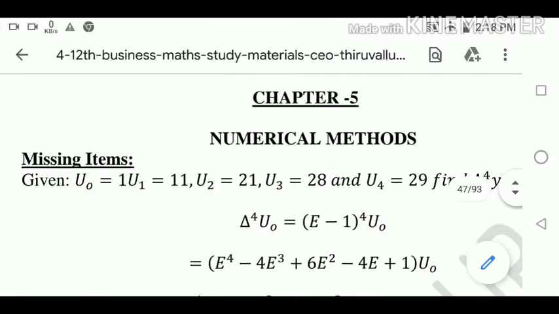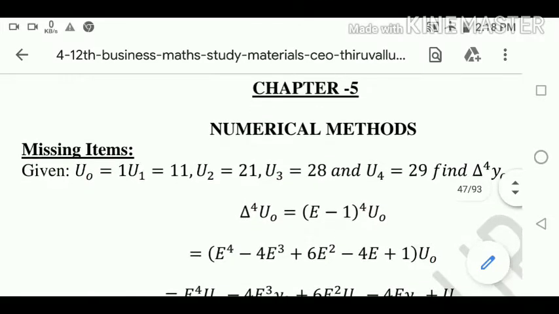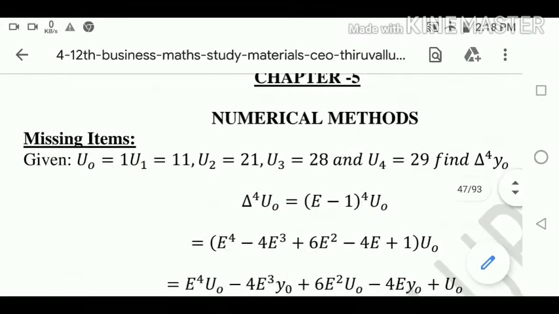Today we are going to see the chapter on numerical methods. The first sum relates to missing items. In the previous class we learned about 5.1. Now we are going to see 5.2.